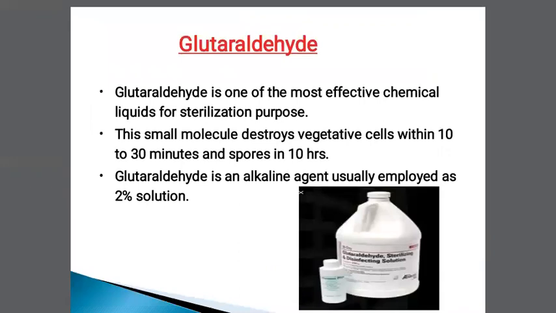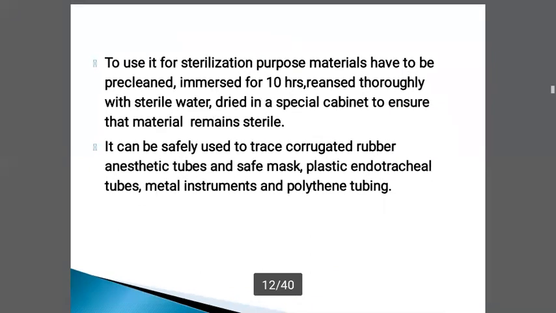Glutaraldehyde is one of the most effective chemical liquids for sterilization purposes. This small molecule destroys vegetative cells within 10 to 30 minutes and spores in 10 hours. Glutaraldehyde is an alkaline agent, usually employed as a 2% solution. To use it for sterilization, materials have to be pre-cleaned, immersed for 10 hours, rinsed thoroughly with sterile water, and dried in a special cabinet to ensure that materials remain sterile.